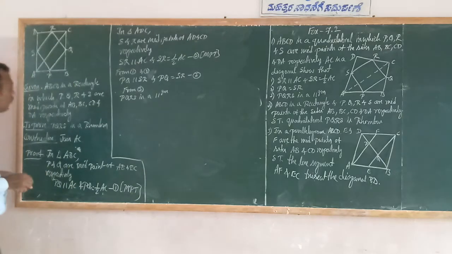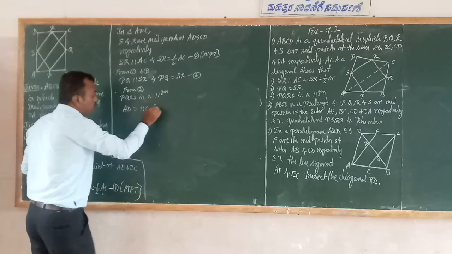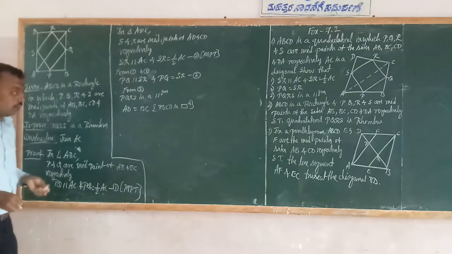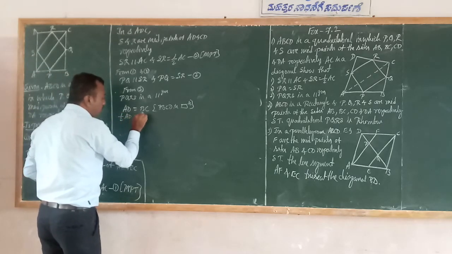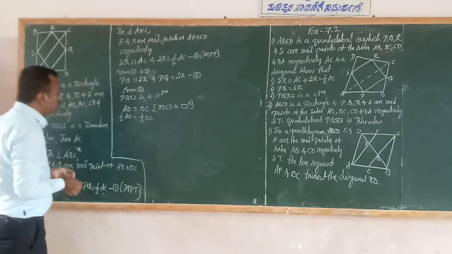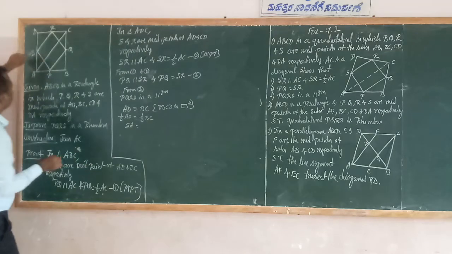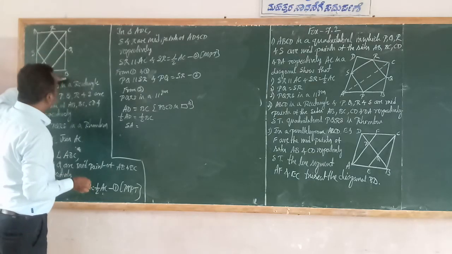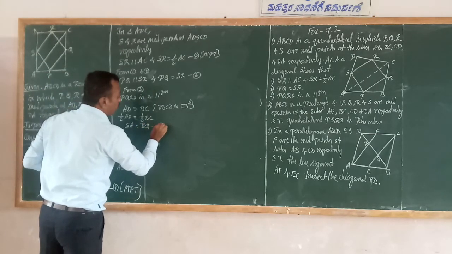See, first of all, students, AD is equal to BC, is it right? AD is equal to BC because ABCD is a rectangle. In a rectangle, opposite sides are equal. That's why AD is equal to BC. Then we divide by 2. Half of AD is equal to half of BC. Half of AD can be written as SA. SA is equal to half of AD. Half of BC can be written as QB or BQ. So this is equation number 4.